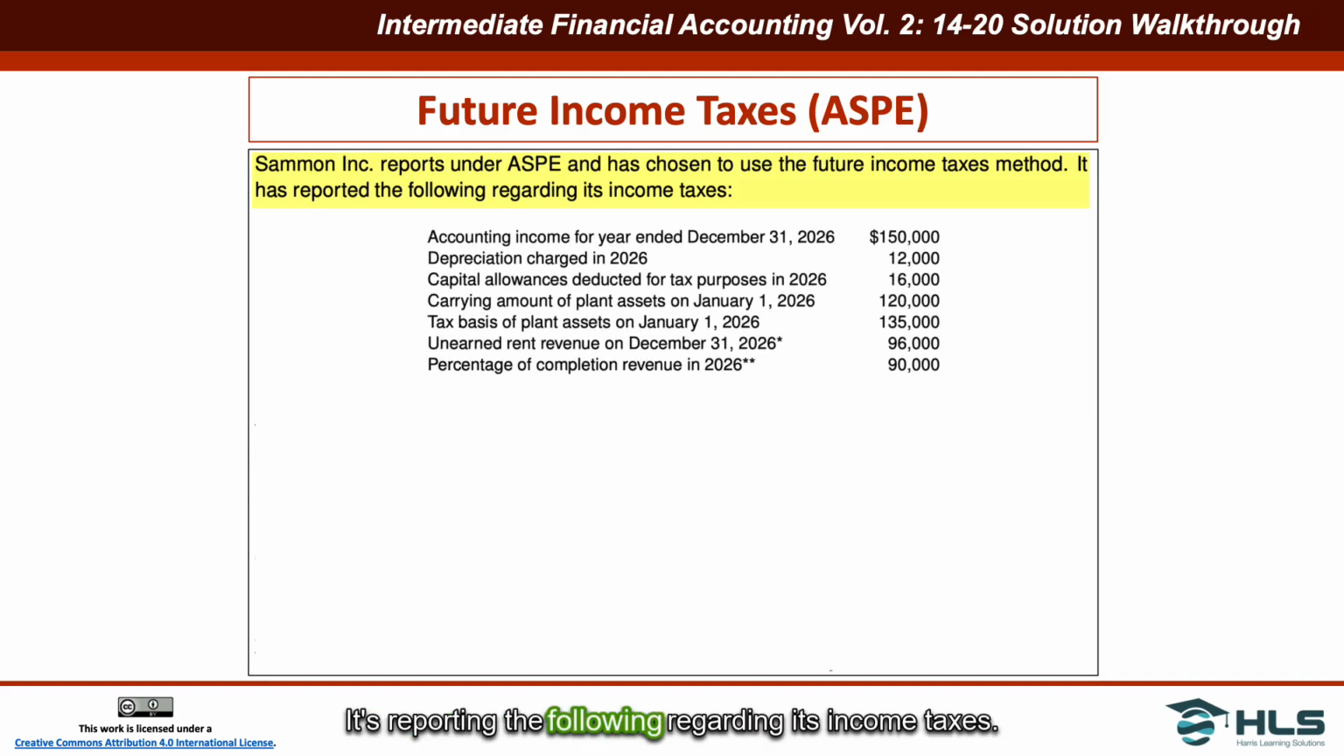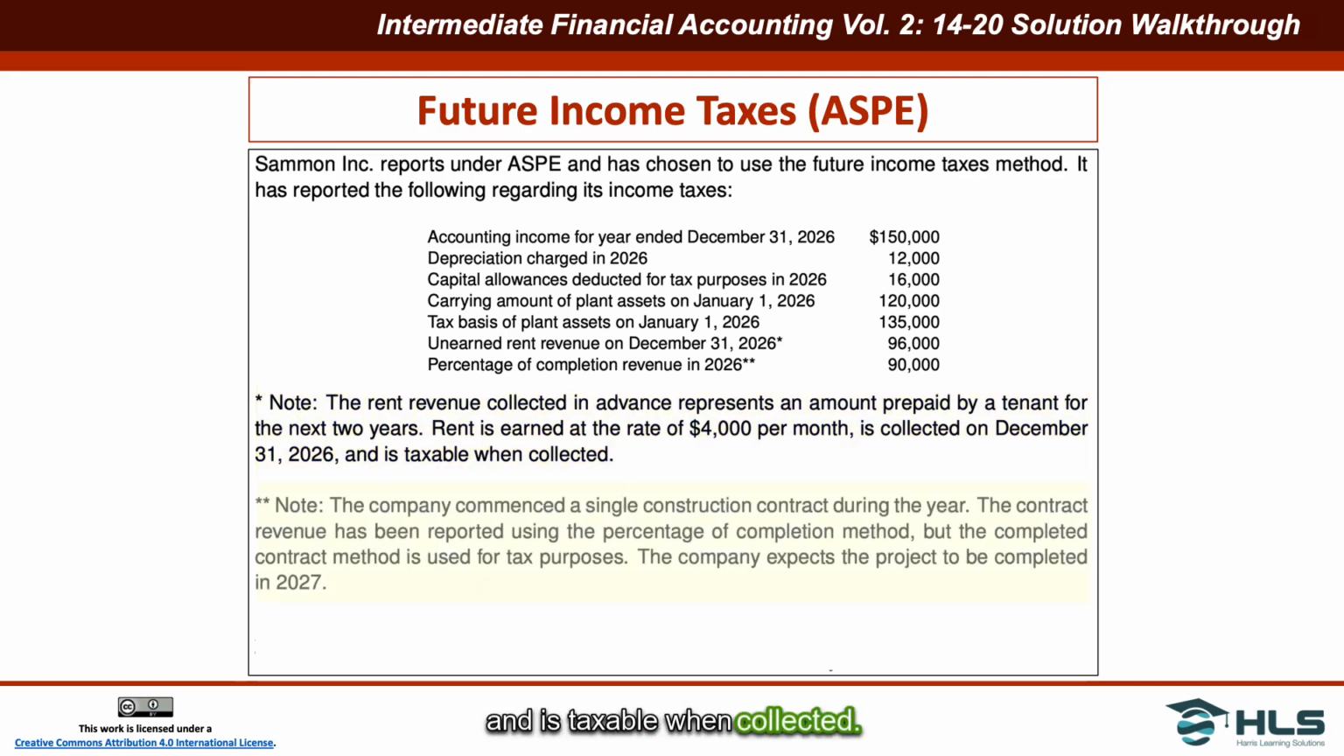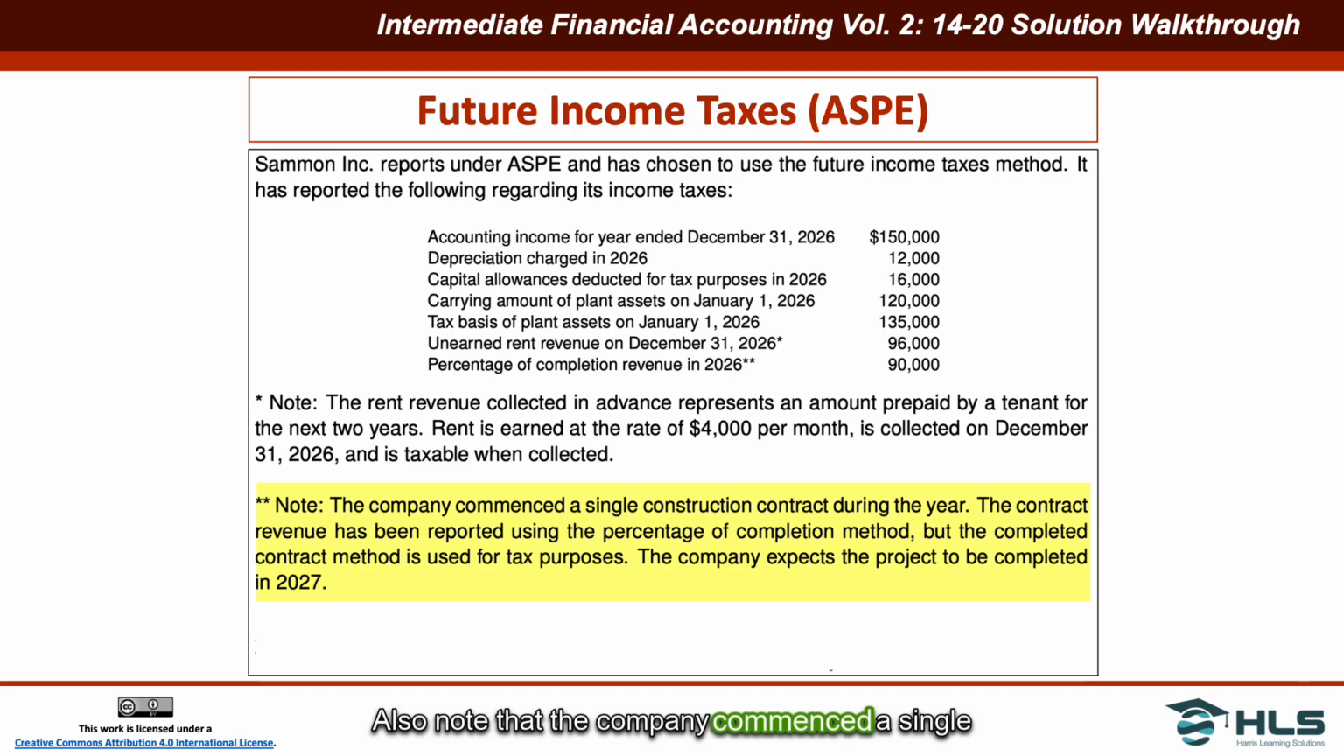It's reporting the following regarding its income taxes. Items here include accounting income for the year, depreciation, capital cost allowance, etc. Note, the rent revenue collected in advance represents an amount prepaid by a tenant for the next 2 years. Rent is earned at the rate of $4,000 per month, is collected on December 31st, 2026, and is taxable when collected. Also note that the company commenced a single construction contract during the year.